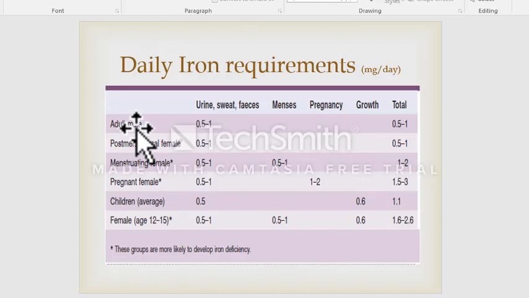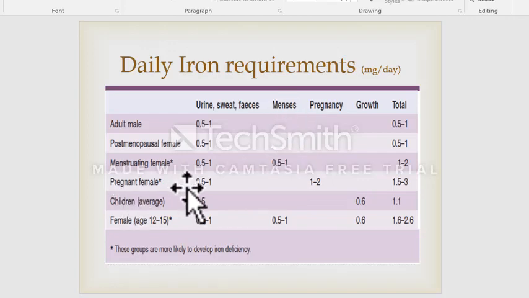A normal adult male loses 0.5 to 1 milligram of iron in urine, sweat, and feces, while a postmenopausal female also loses 0.5 to 1 milligram iron per day. A menstruating female loses 0.5 to 1 milligram of iron per day. In addition to this, they also lose 0.5 to 1 milligram iron during the menstruation cycle.